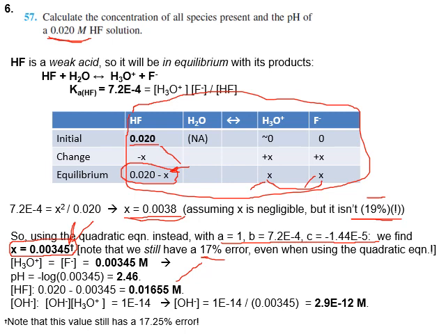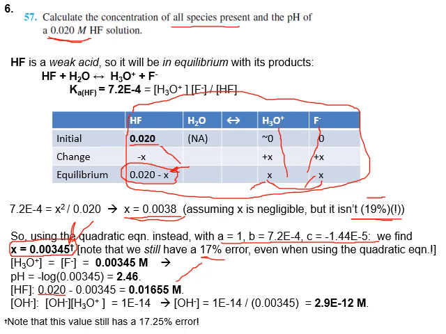And whatever you get there is going to be your Ka value. Okay, and so reading back, what it actually asked for here was the concentration of all species. So whatever you got for x will be the concentration of your H3O+ and your F-. And then whatever you get when you subtract x from 0.02 here will be the concentration of HF.